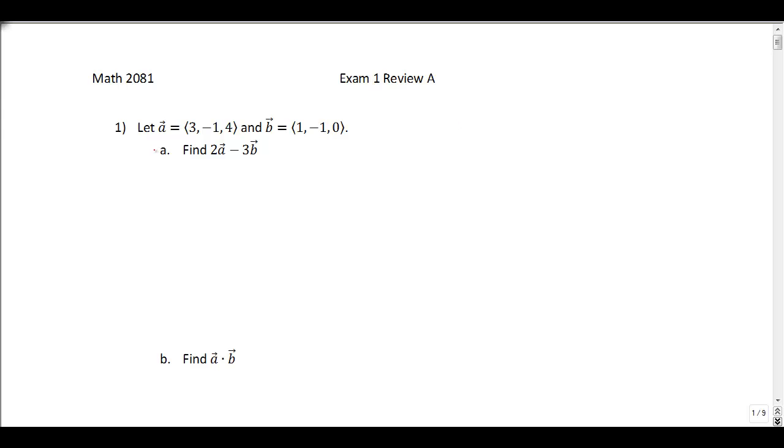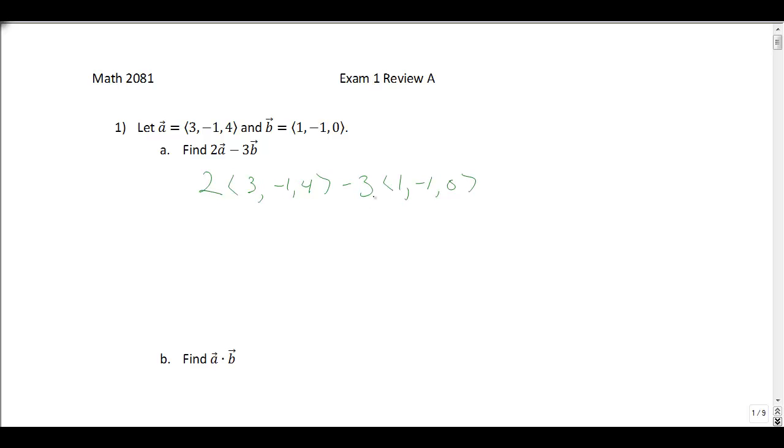First problem, we have vector A is 3, negative 1, 4. Vector B is 1, negative 1, 0. And then we're supposed to just do some routine calculations. So the first one is 2A minus 3B. Here, 2A is 2 times the vector 3, negative 1, 4, minus 3B is the vector 1, negative 1, 0.